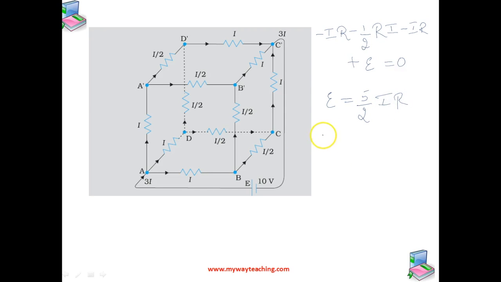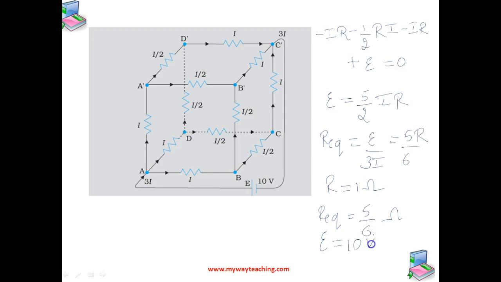And the equivalent resistance of the network is given by EMF by 3I, that is 5 by 6 into R. For R is equal to 1 ohm, R equivalent is equal to 5 by 6 ohm, and for EMF 10 volt, the total current is 12 amps. I is equal to 4 amps, isn't it?